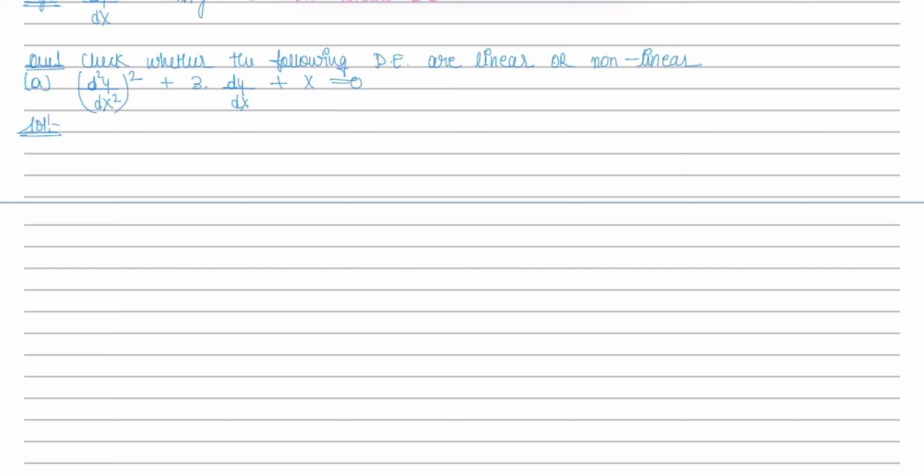Clearly we can see that double derivative is having power more than 1, implies the given differential equation does not satisfy the second property of linear differential equation, implies the given differential equation is not linear.